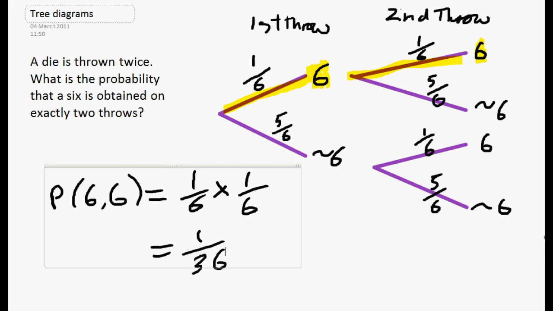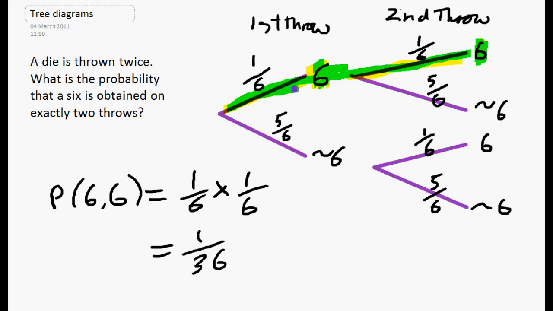Now let's just make the question a bit more interesting. Let's say what's the probability we get at least one 6? So let's look at how we're going to do that. I'll get another highlighter, a green highlighter. At least one 6. Well, we can get a 6 here, and this is obviously at least one 6, with two 6s. So follow these branches, and with two 6s, we get at least one 6.